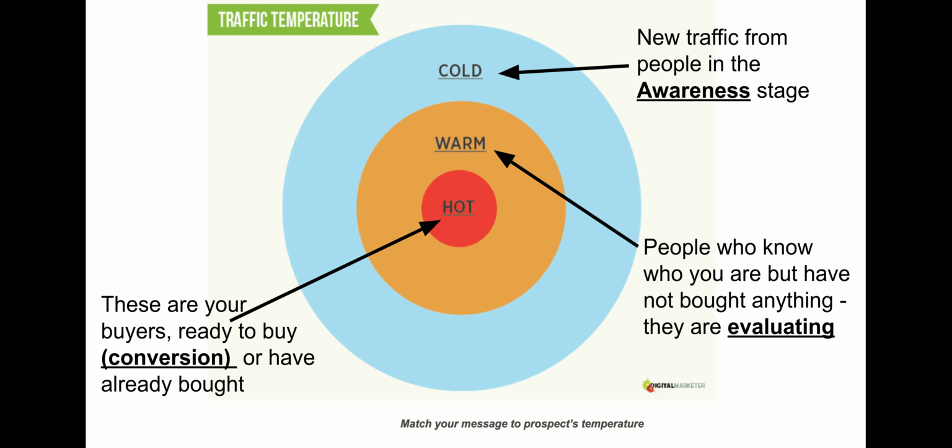So we've talked about traffic temperature and how you want to match your message to the temperature of that particular customer, if that customer is cold or warm or hot. Okay. So the idea is to really create precisely targeted ads that speak directly to your target audience. All right. And so what kind of ad should we create for what kind of customer? That is the question that we should ask ourselves as we start to work on digital advertising.